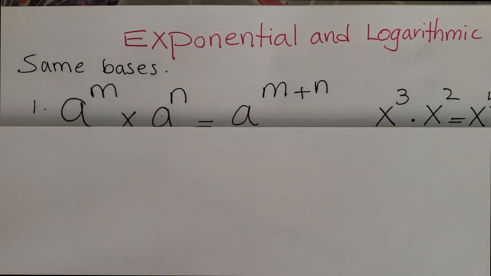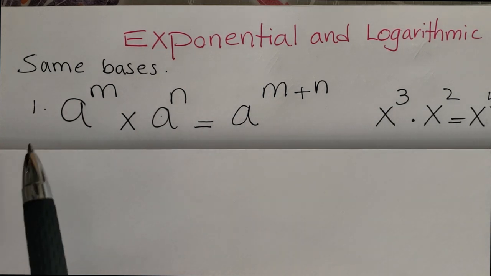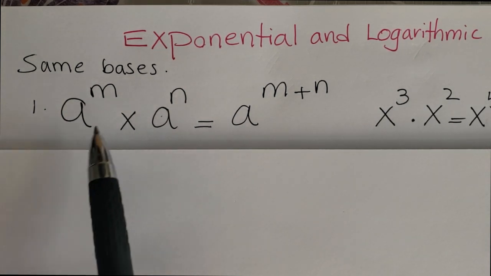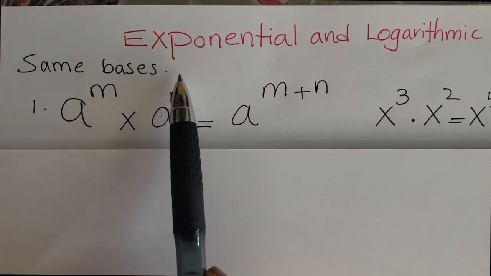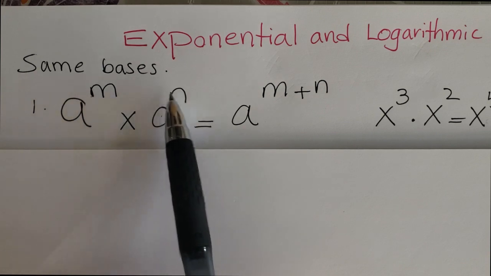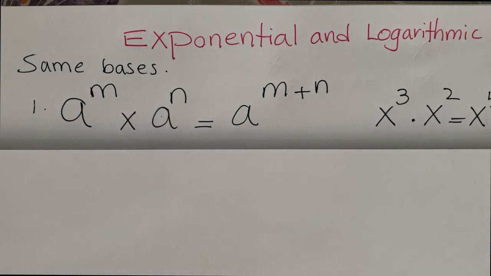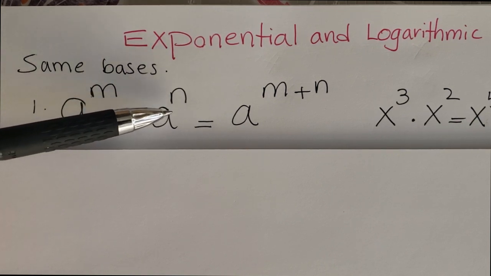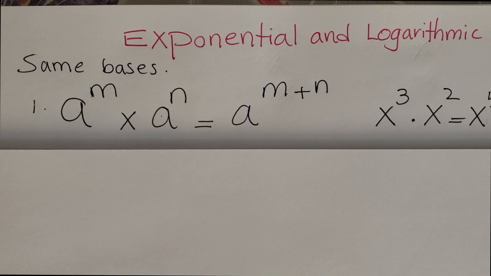Okay, the first rule would be a to the power m multiplied by a to the power n. Then the answer would be a, and then the exponents would be added together. So here, the operation is multiplication, and a is called the base, and m and n are called the powers or exponents. So once more, a is the base.